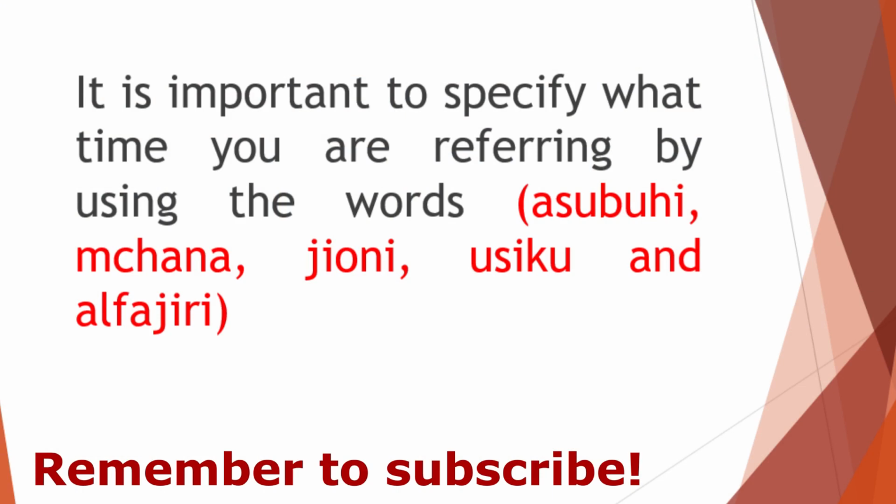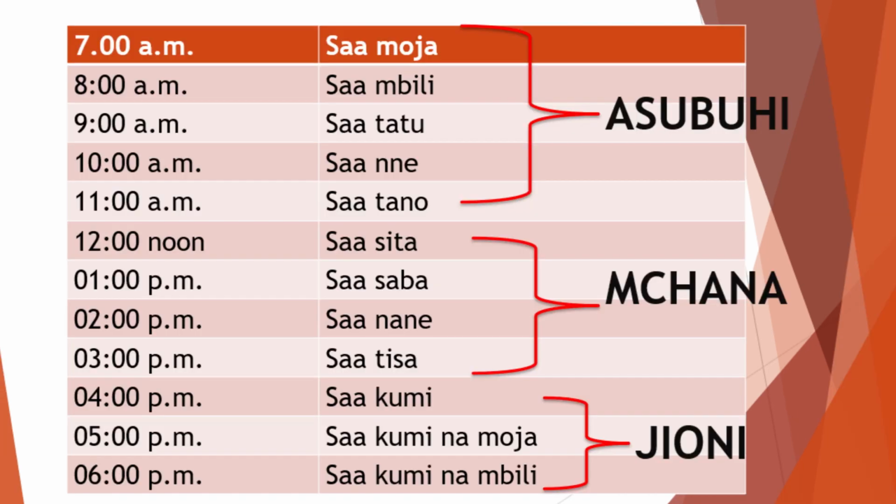To specify what time you are referring to, whether it's AM or PM, you must use these words: asubuhi, mchana, jioni, usiku, and alfajiri. Asubuhi, morning; mchana, afternoon; jioni, evening; usiku, night. Here is the detailed explanation of how to use these words.